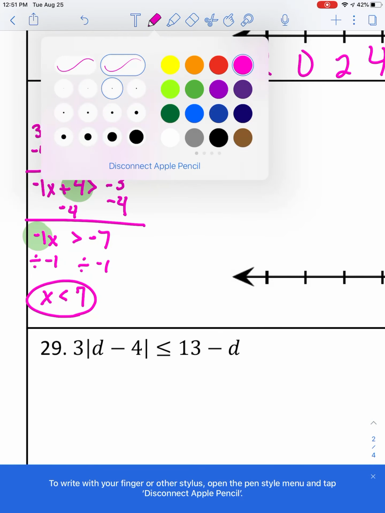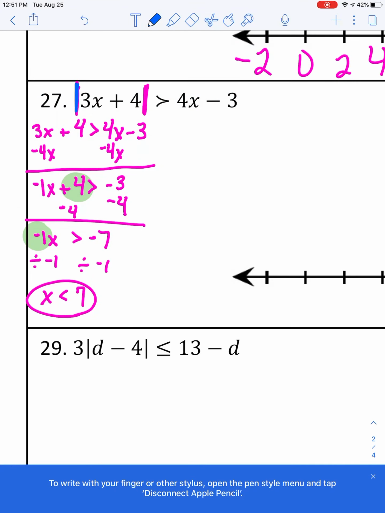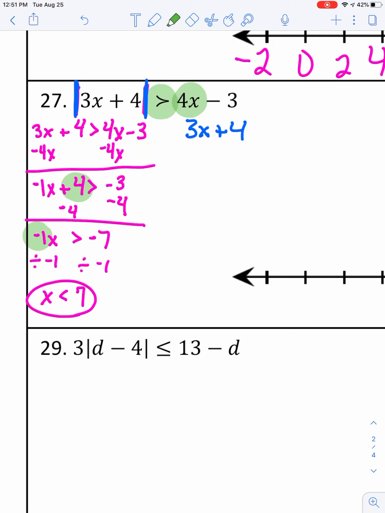Now what I'm going to do is change colors. So you know these always have 2 answers. So I'm going to keep that stuff the same. So I'm going to, over here, write 3x plus 4, and this, and this change on the second one. So it's less than negative 4x plus 3. See how I changed all the signs?